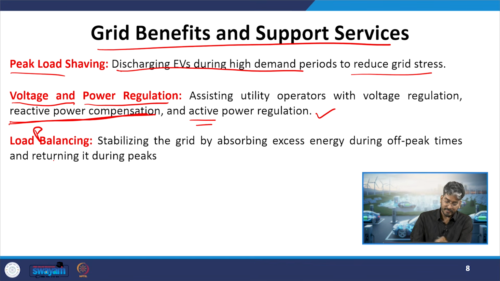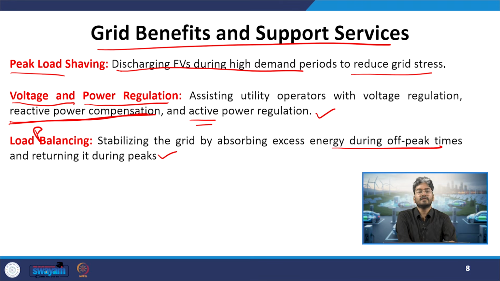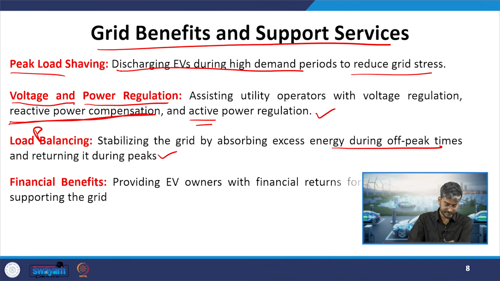So, load balancing. Now, whenever there is a peak loading condition, I will supply the energy present inside my electric vehicle to the grid. Whenever there is an excess of energy, I will be using the vehicle as a load, or I will be charging the electric vehicle. So, during the off peak periods, I will charge my vehicle. Whenever there is peak loading, I will discharge my vehicle and give the power to the grid such that the load on the grid gets reduced.